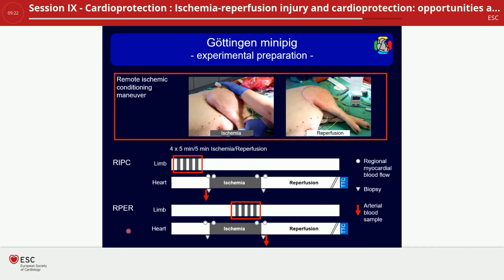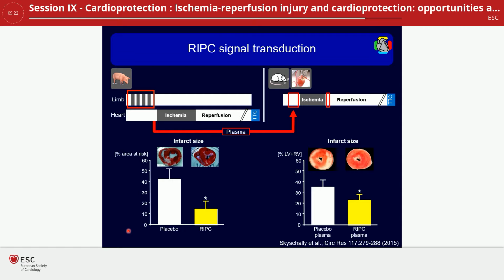And what we do is we take the hind limb of a pig and just occlude it with a tourniquet 4 times for 5 minutes. On the right part you see the reperfusion, and we really occlude the leg. You can see the skin mark where the tourniquet has been applied before. So what we see with a typical preconditioning protocol at the left is that, again, infarct size in our pig model is being reduced. A remote preconditioning effect, as was seen in patients before.